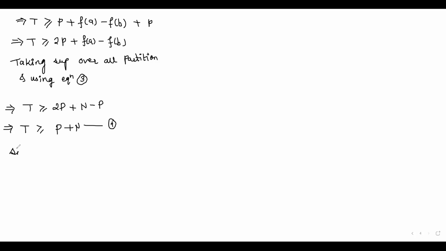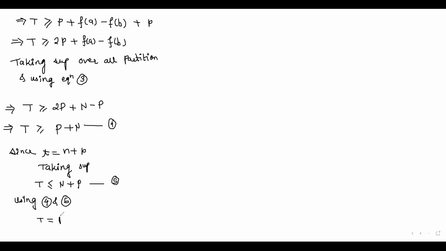Now since we know that this T total variation is equals to N plus P, so again taking supremum we get capital T less than or equals to negative variation plus positive variation. Let this be number 5. So now using 4 and 5, finally we get total variation T is equals to positive variation plus negative variation, that is P plus N, and hence the theorem is proved.